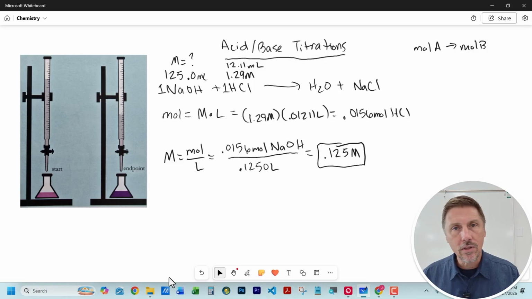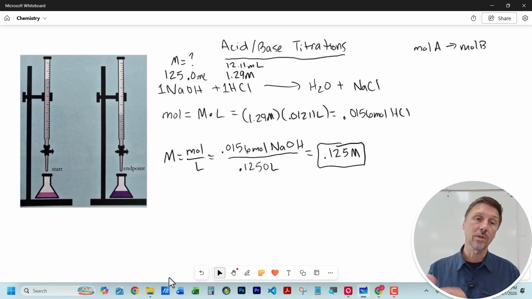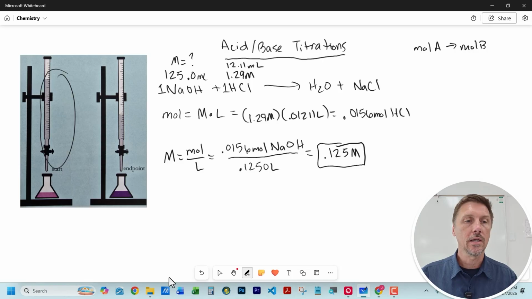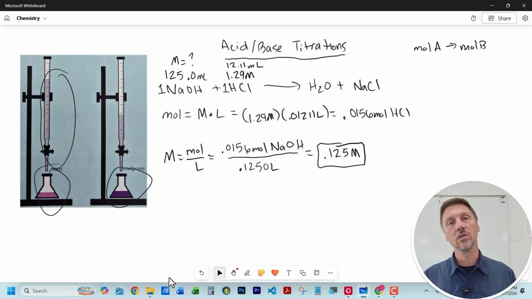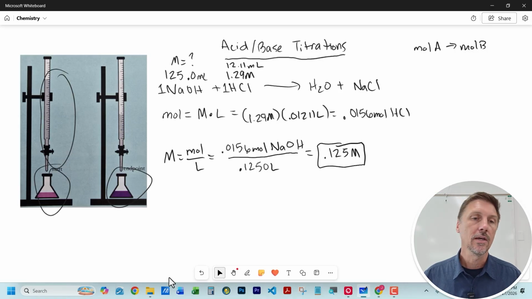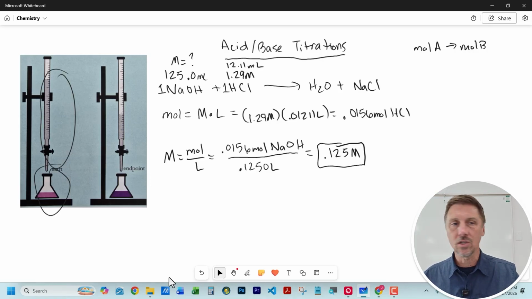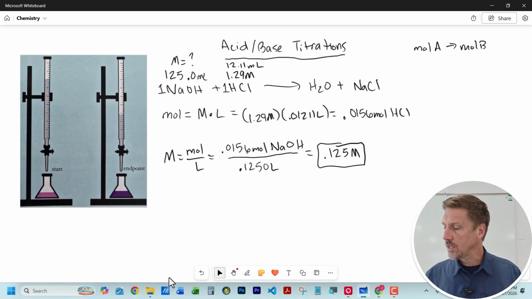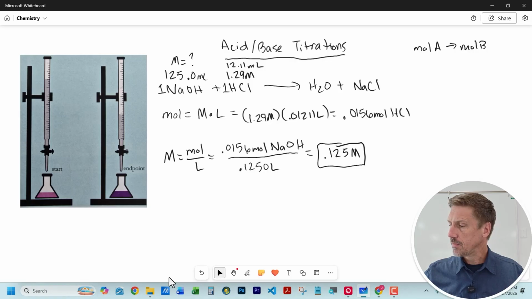It's not any different than what we did with neutralization, because what's actually happening when you put the acid into this flask down here and it changes colors like this, it's because we neutralized that base. And so it's just a neutralization problem. So nothing new if you understood what we did in the previous example.